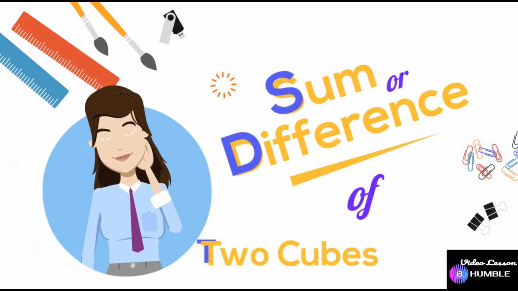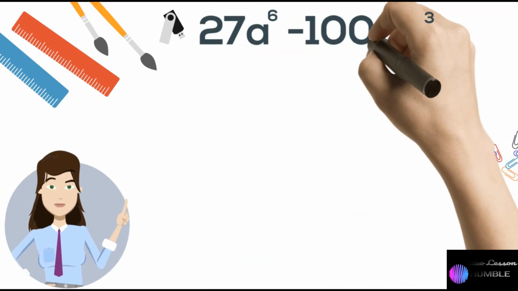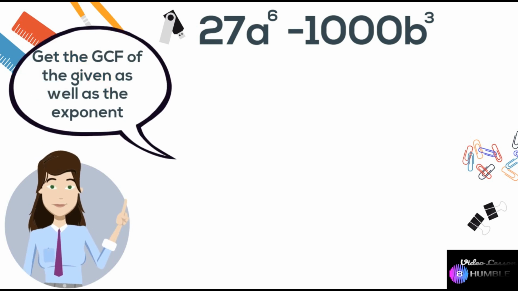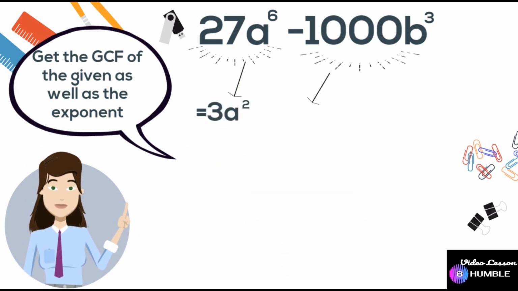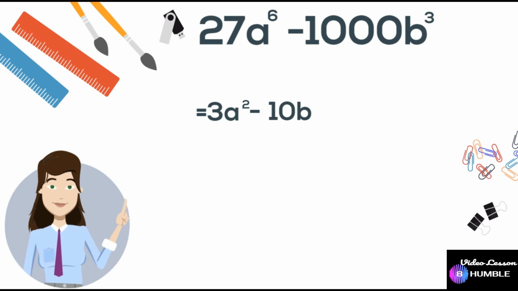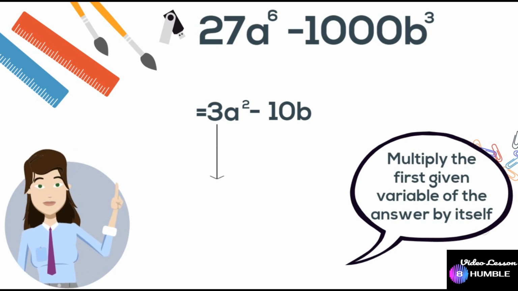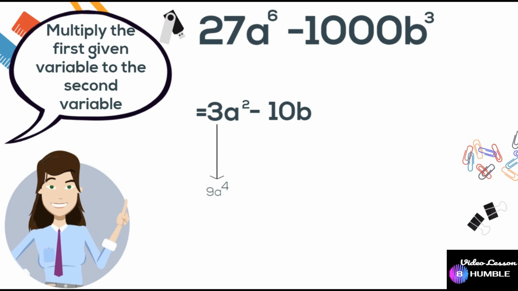Sum or difference of two cubes. 27a to the 6th minus 1000b cubed. First, get the GCF of the given and the exponent. So, the GCF of 27a to the 6th is 3a squared, and for 1000b cubed is 10b. So, the answer is 3a squared minus 10b. Second, multiply the first given variable of the answer, which is 3a squared, so that will be 9a raised to the power of 4.